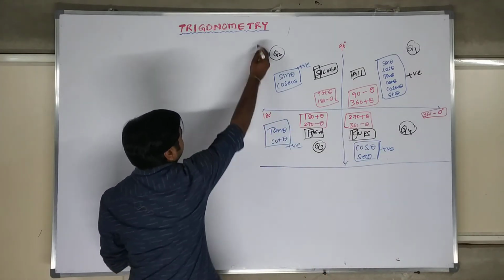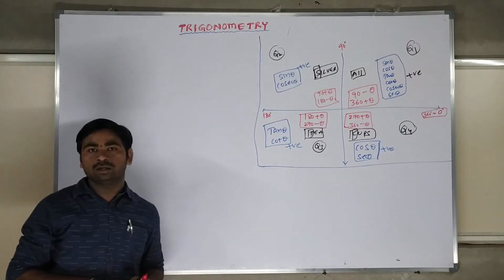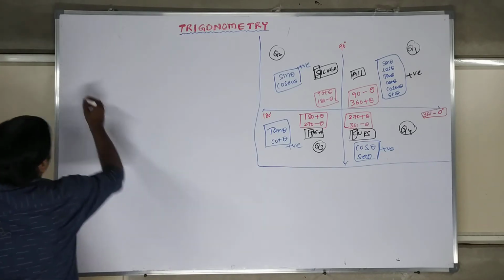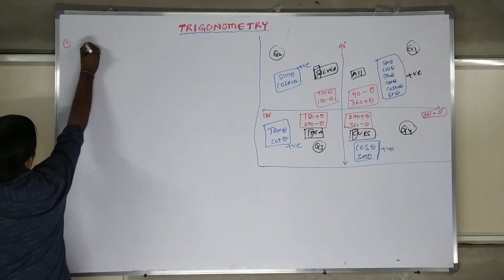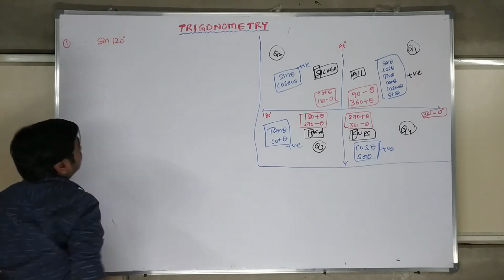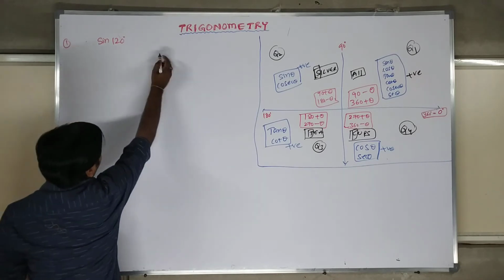Then I should start working on different problems. Later I should select the sin 120 calculation. I will take an example, sin 120 calculation. So problem number 1, sin 120. The problem I will do by 2 methods, so I will split this into 2 parts.